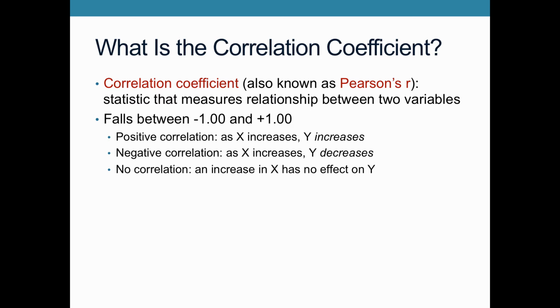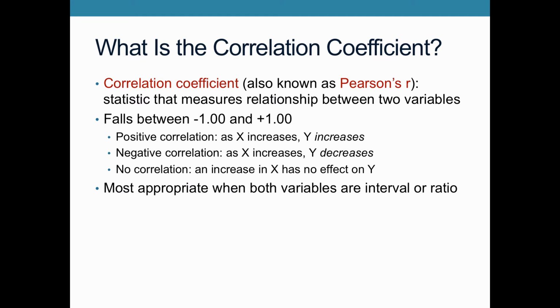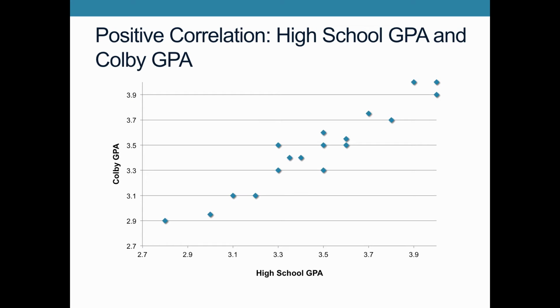To understand it a little bit more, let's go through a couple of examples. First, a note that this is most appropriate when the variables are interval or ratio. Here we have a scatter plot that compares high school GPA and Colby GPA. Logically, it makes sense that they would be related, right? If you studied a lot in high school and got very good grades there, then you're going to bring those study skills with you to Colby. It's not a perfect relationship. There's some variation. It's not completely on a straight line, but we see that it's quite related.